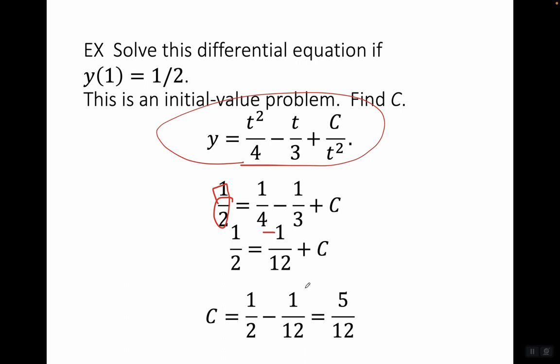Let's add a 12th to both sides. So you have 1/2 plus a 12th. Sorry, I forgot that minus sign earlier. And c is going to equal 7/12. Sorry about that, folks.